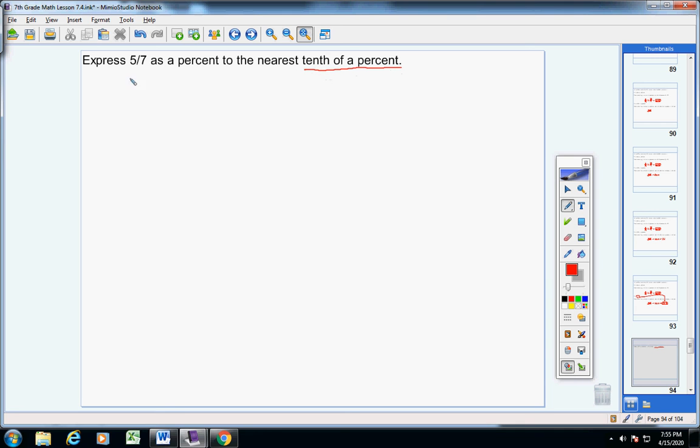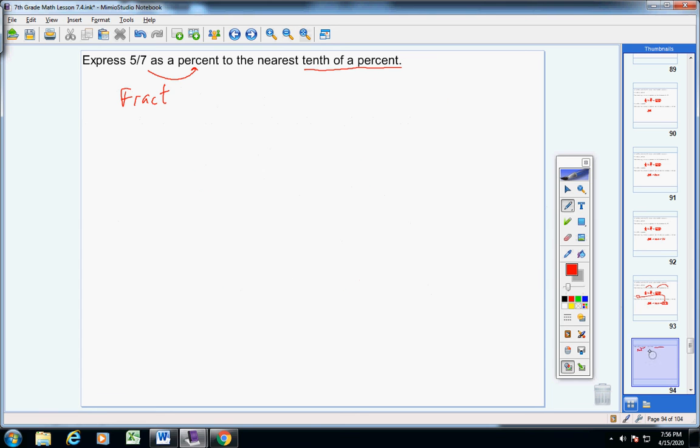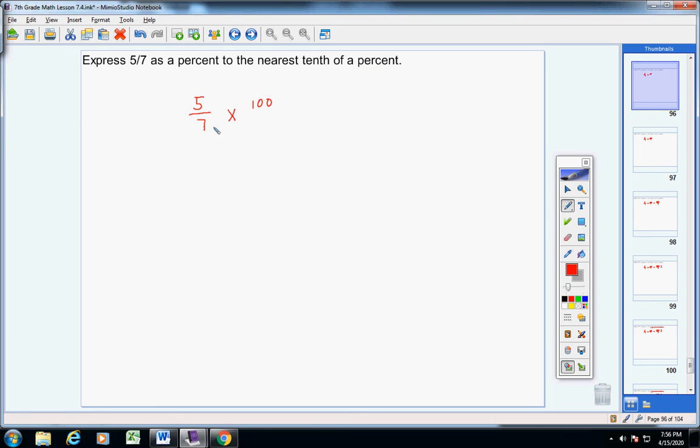So, I've given you a fraction, and I want you to change it to a percent. Now, did I just do that back here? What did I say? When converting a fraction to a percent, multiply by what? Okay, so here we go. We're going to take 5/7 and we're going to multiply it by 100. Okay, put it over 1.